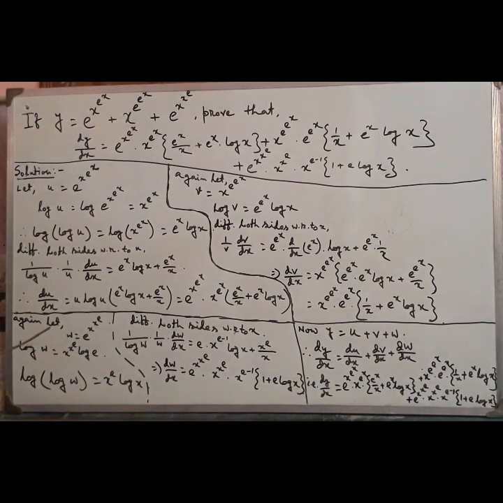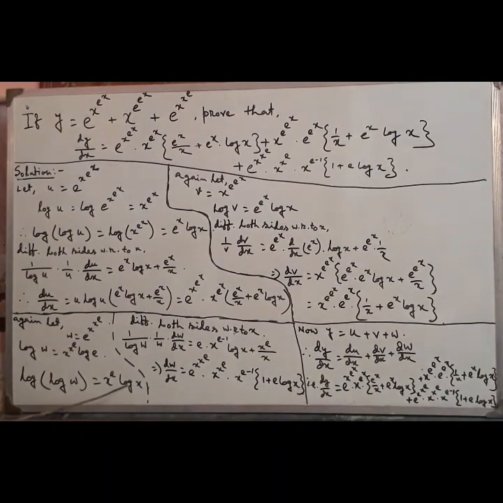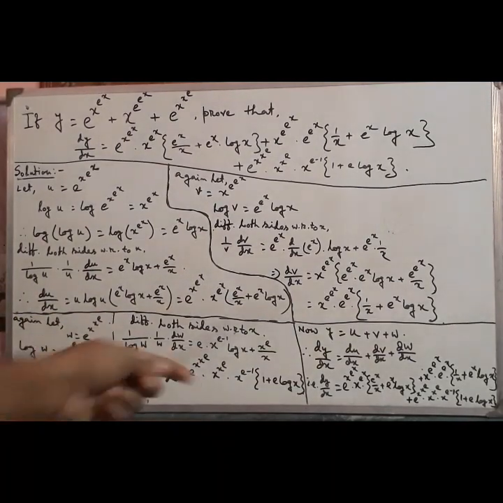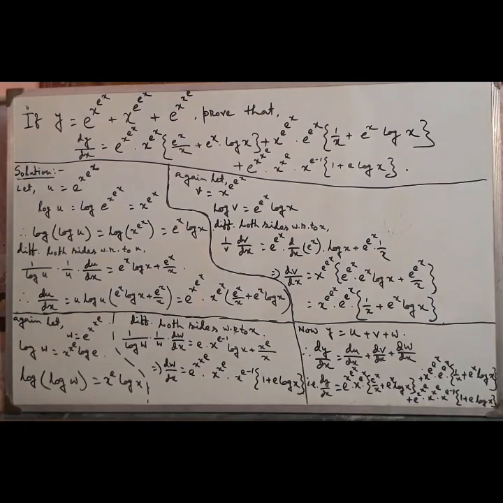After that, w is equal to e to the power x to the power x to the power e. Again taking log both sides, log e, that is 1. Again if you take log, log w is equal to this power will come to the front, that is x to the power e log x. Now differentiating both sides, you will get this one. So y is equal to u plus v plus w, so dy dx is equal to du dx plus dv dx plus dw dx. Now putting the values of du dx, dv dx and dw dx, you will get the expression.